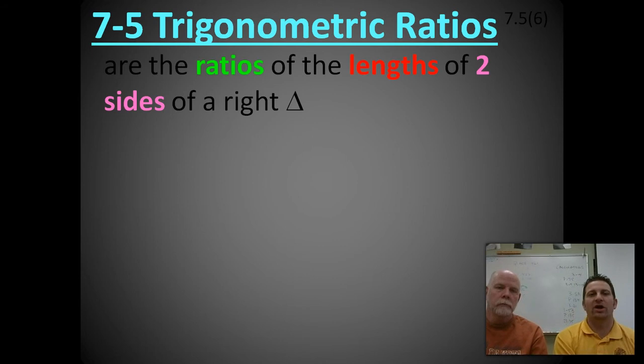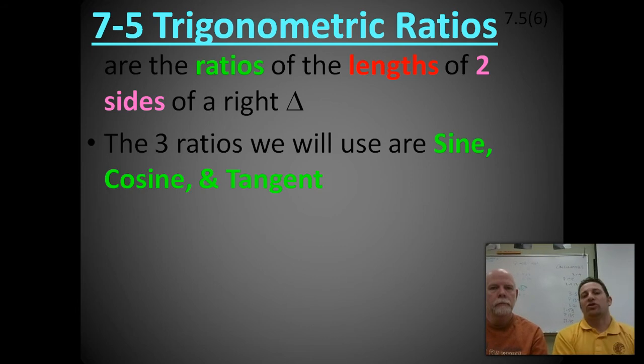Anyway, trigonometric ratios are the ratios of the lengths of two sides of a right triangle. So that's what we're looking at with trigonometry: the ratios of the lengths of two sides of a right triangle. The three ratios we will use are sine, cosine, and tangent. Now it's not "sin." Everybody always wants to call it sin because you see it on your calculator abbreviated with no E. But it's sine, guys. Sine, cosine, and tangent.